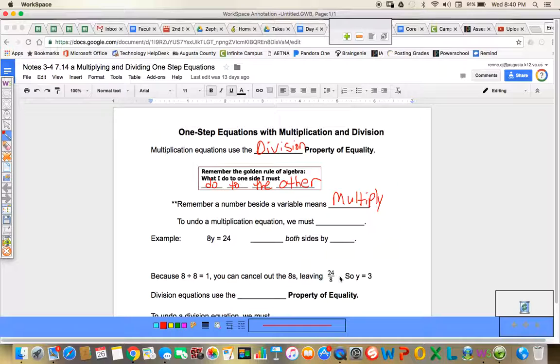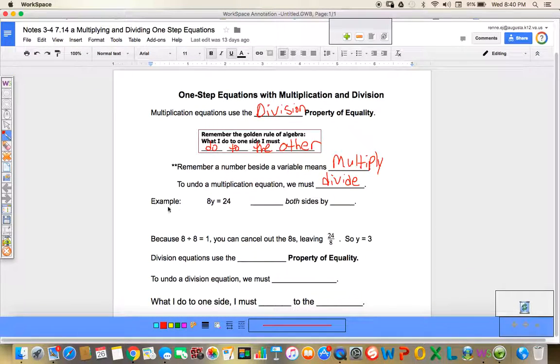To undo a multiplication equation, we must divide, because the opposite of multiplication is division. So let's look at this first example. 8y equals 24. Since this is a multiplication equation, we are going to divide both sides.